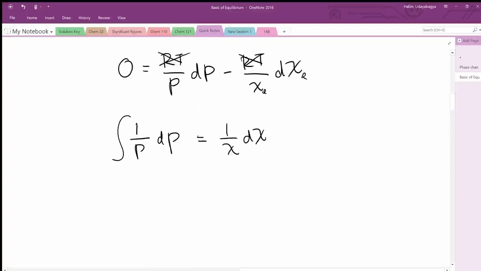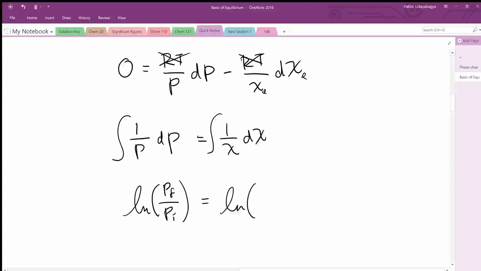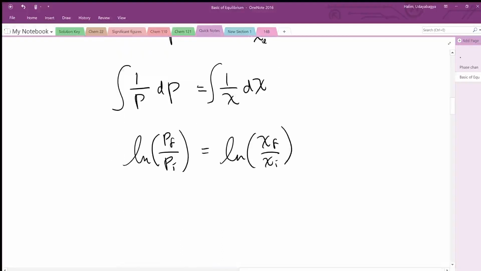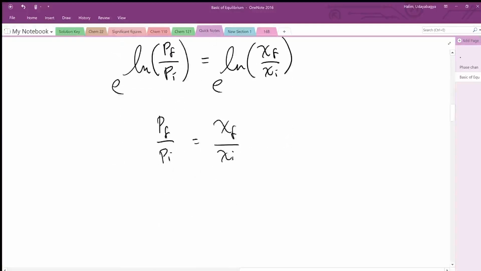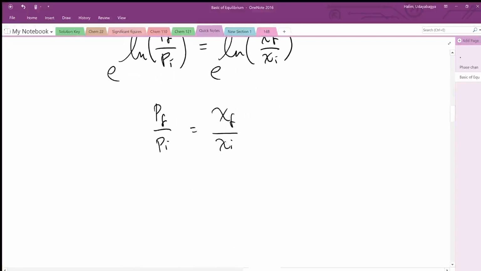And if I take the integral, because again we have to solve everything, this comes out to ln of P final divided by P initial equals ln of chi final divided by chi initial. Now I don't like logarithms, so I get rid of them by using the exponential. If you take the exponential on each side, you get P final over P initial equals chi final over chi initial. Now it's starting to look a lot closer to the equation that you've seen before.